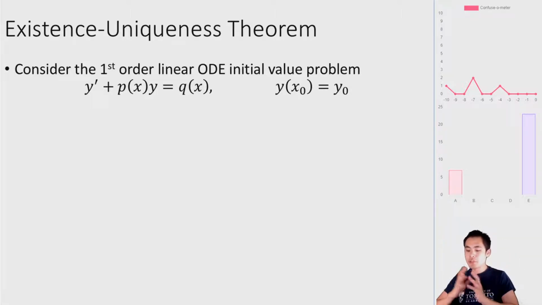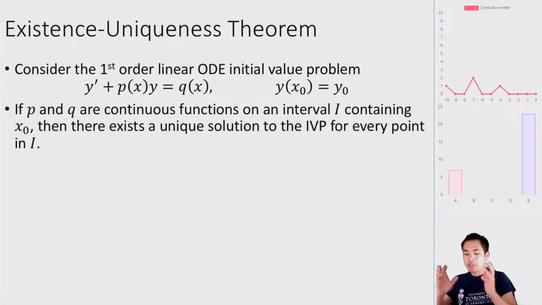So if you have a first-order linear ODE initial value problem, if your p of x and q of x are continuous functions on some interval of the real line containing your initial value x naught, then there exists a unique solution to the initial value problem for every point in I. So basically, this is just saying there exists a solution, and it is unique if you specify the initial condition.